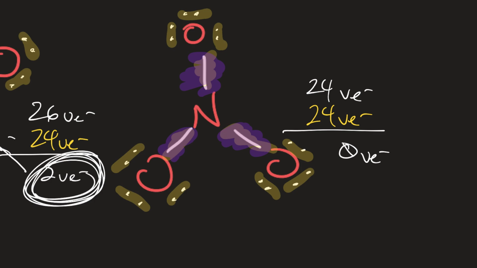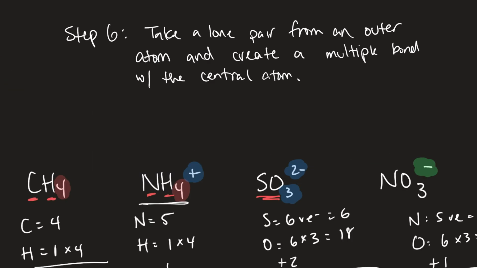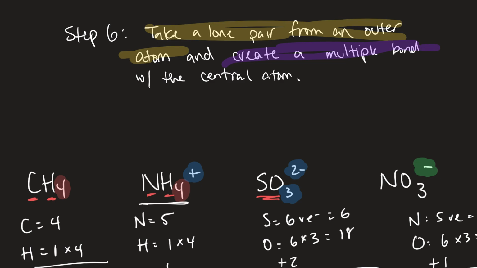And then step 6 is where, when we're looking at the central atom, we gave all the electrons that we've calculated from step 1. And we notice that the central atom still doesn't have access to 8 electrons. So what do we do next? What is the last step? So for step 6, you're going to take a lone pair from an outer atom, and with that lone pair, you're going to create a multiple bond with the central atom.